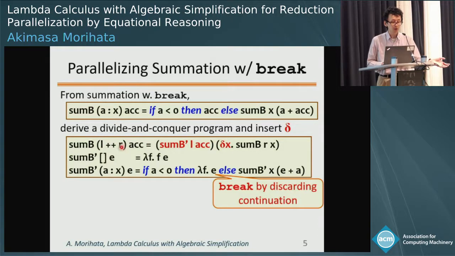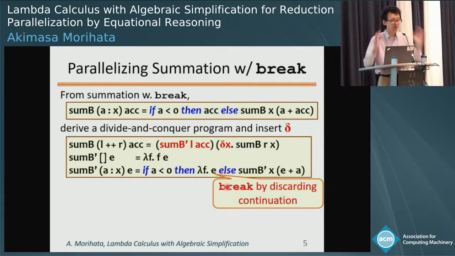For processing the right sublist, we can use the same trick as the previous one: it waits for the result of the left sublist, but uses delta abstraction. In order to formalize the left sublist, we need some careful implementation, because the computation of the left sublist may cancel the computation of the right sublist because of the break. But we all know that such breaking can be expressed by using a continuation. So the computation of the left sublist takes the continuation and discards the continuation if a break occurs.